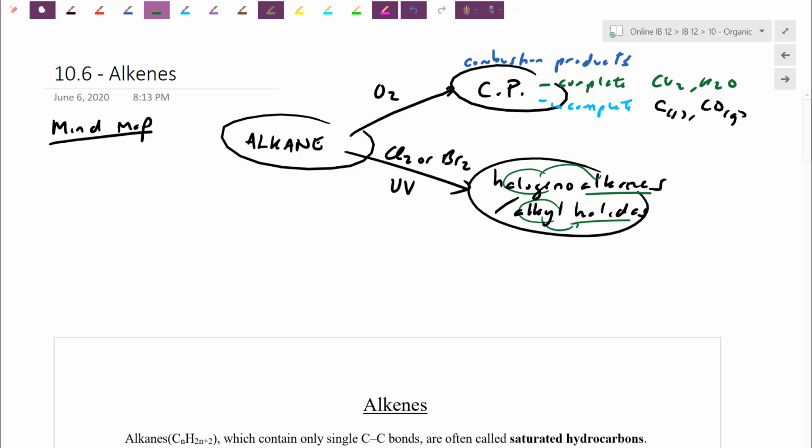Today, as we start looking at alkene reactions, we're going to build to this mind map. And it's a good way, just take 5-10 minutes or so every day as you learn more reactions, just slowly draw the mind map for yourself as well.